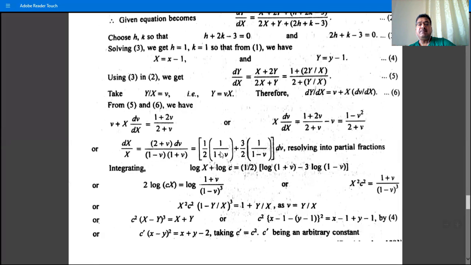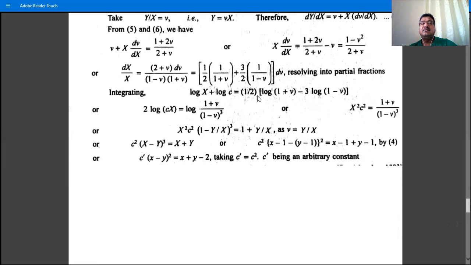So we have 1 half, 1 divided by 1 plus v, plus 3 by 2, 1 divided by 1 minus v. So integration by partial fractions. And then integration is 1 by x, integration is log x, plus 1 half log of c is constant, 1 half log 1 plus v plus 3 by 2 log 1 minus v divided by minus 1, and so it's become minus 3.